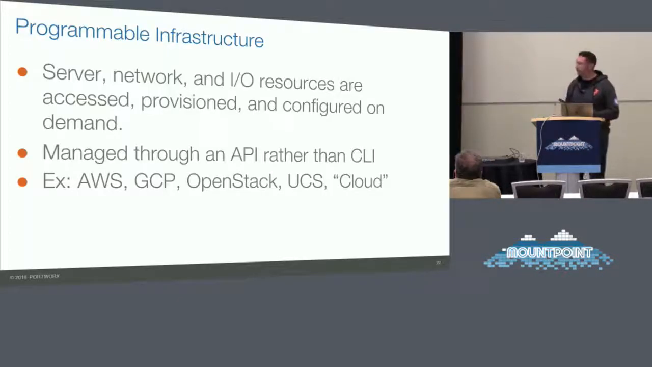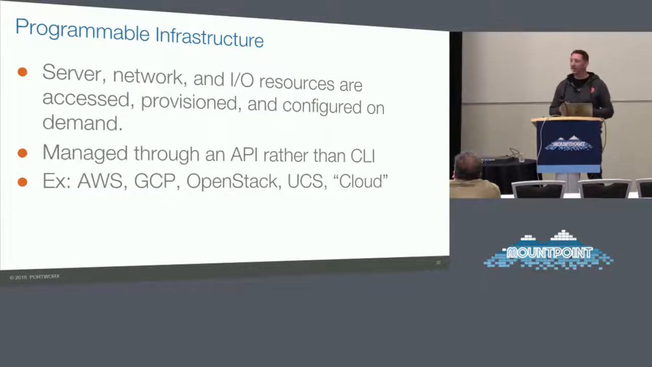This is probably not new to anybody here, but the idea is that now if you're running things in the cloud, all of your different resources like your networking, your servers, the nodes themselves, your resources for I/O, disks, etc., they're provisioned and configured on demand. So you can add a 5th node to that cluster just by snapping your fingers, and the expectation is that it'll join the cluster and be happy. In these cases, everything's managed through an API. It's not managed really through a CLI.